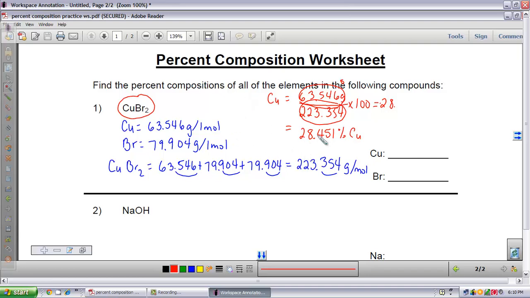Okay, if you go to bromine, you could do it two different ways. First, you could add up 79.904 twice and put that in the numerator and then divide it by the denominator just like you did with copper. But the easier thing to do, since there's only 2 elements here, is to just subtract this amount from 100 and you would get 71.549% bromine. And those are your answers. Okay? All right, let's try another one.